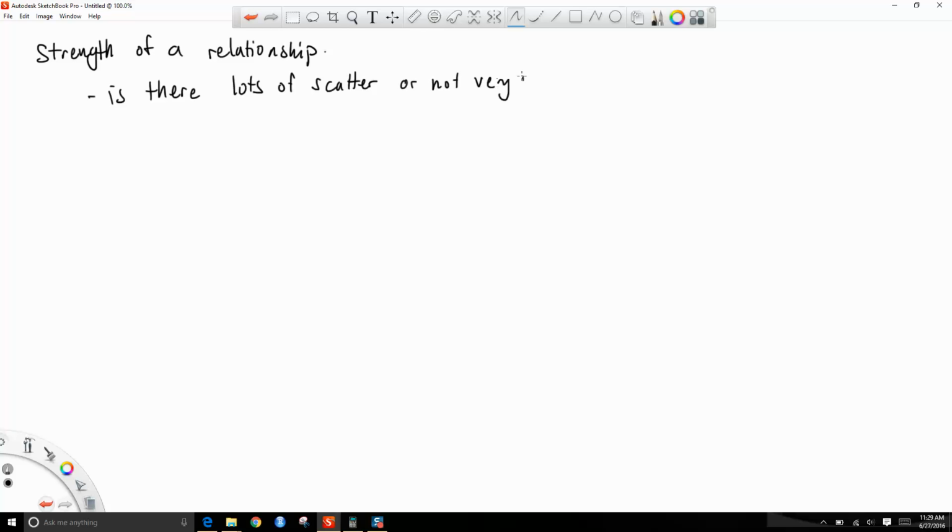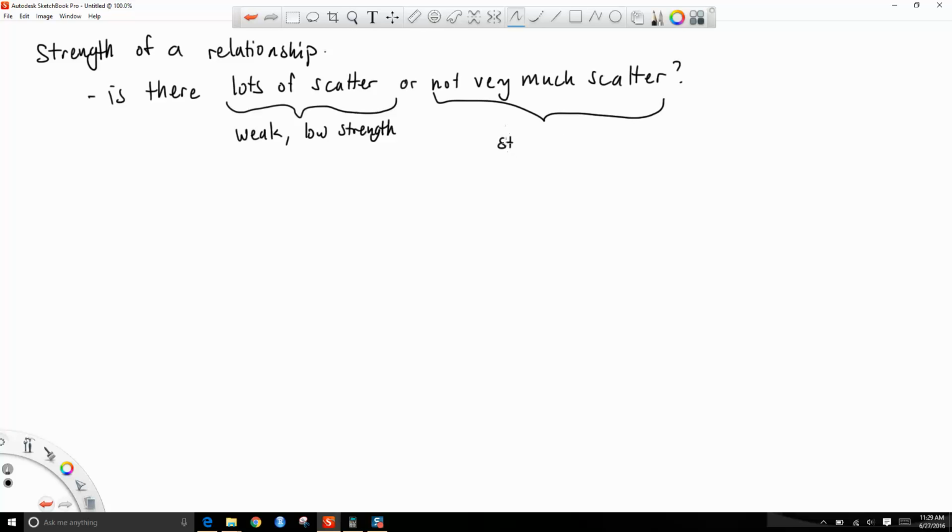Okay, we also have strength of a relationship. And the idea behind strength is, is there lots of scatter or is there not a whole lot of scatter? Okay, so lots of scatter would indicate low strength or weak. Or not very much scatter would indicate strong or high strength.